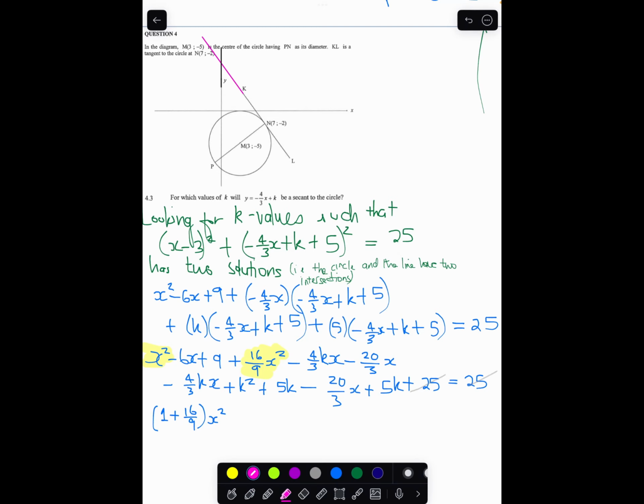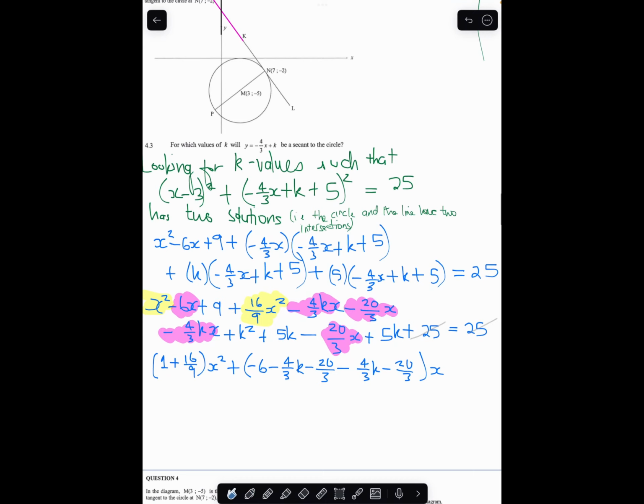Right, next up I want the x terms. So this one, this one, that one, this one, right? So that will be minus 6 minus 4 over 3k minus 20 over 3 minus 4 over 3k minus 20 over 3 times x.